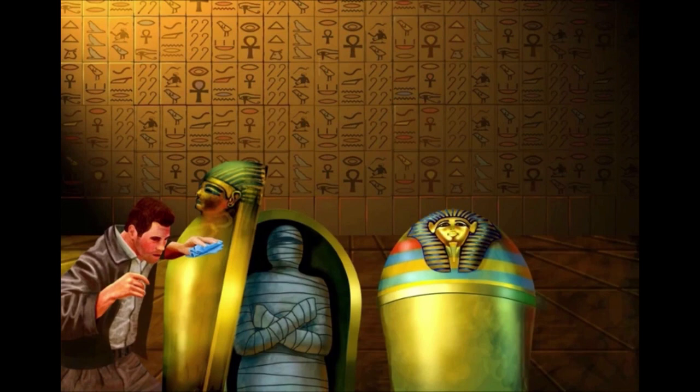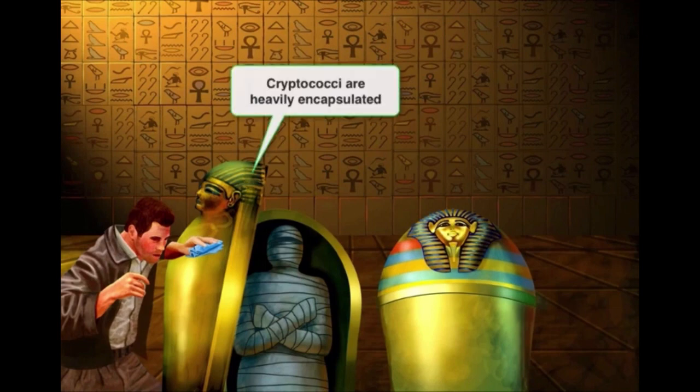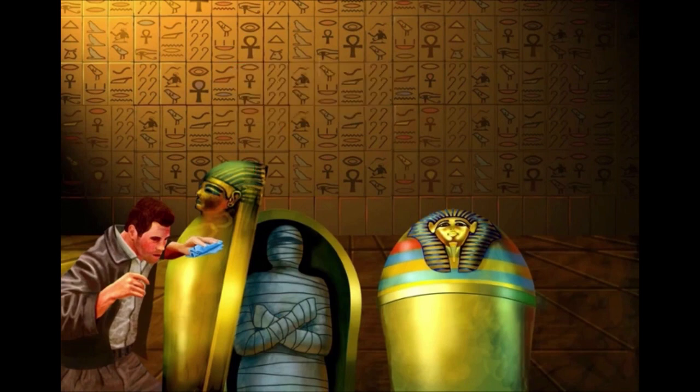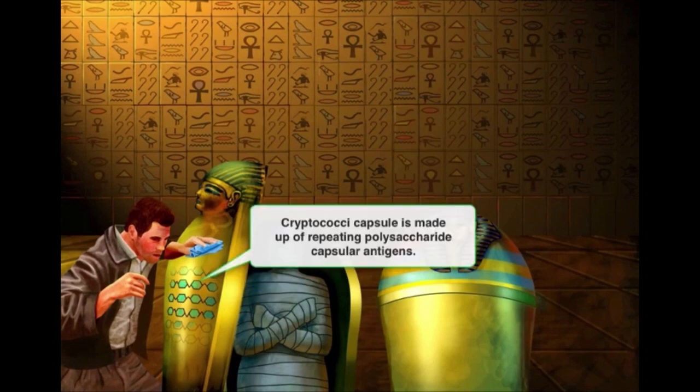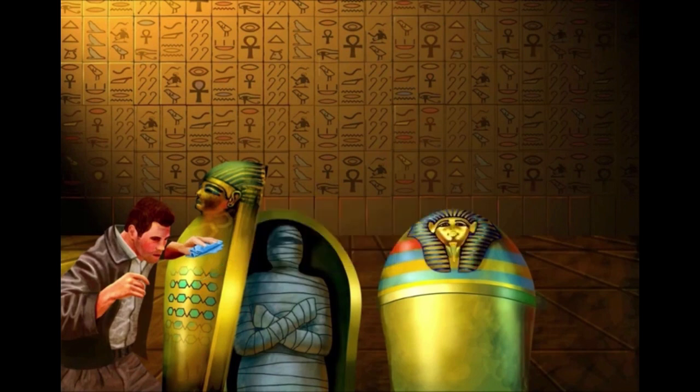And just like these mummies are encapsulated in these heavy sarcophagi, Cryptococci are known for being heavily encapsulated. So when you hear heavily encapsulated, think sarcophagus, then think crypto. Also on the sarcophagi, notice this repeating pattern of circles. This is to remind you that the capsule of Cryptococcus has a repeating polysaccharide capsular antigen. This is an important concept you need to remember for crypto because one, this capsule is the main virulence factor making the fungus anti-phagocytic, and two, it's the basis for one of the diagnostic tests, which we'll discuss shortly.